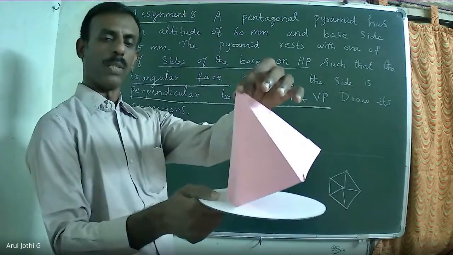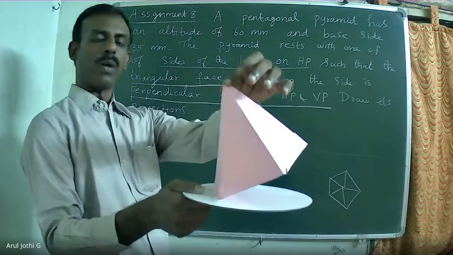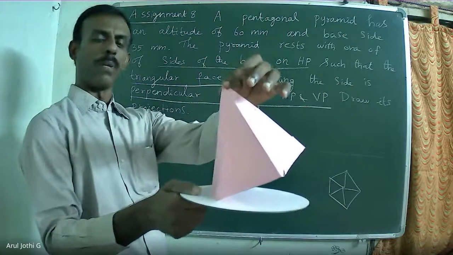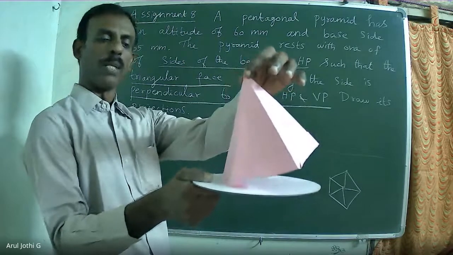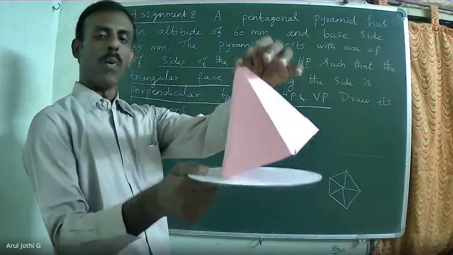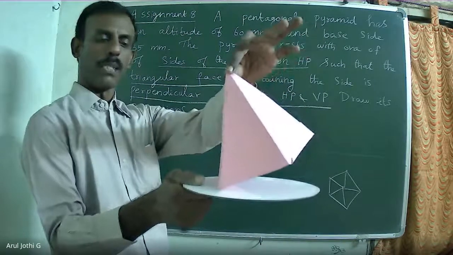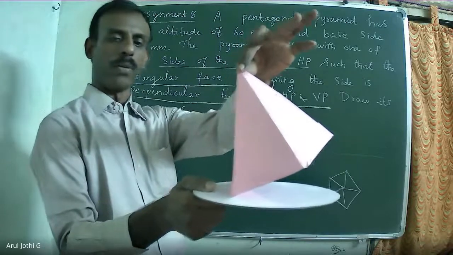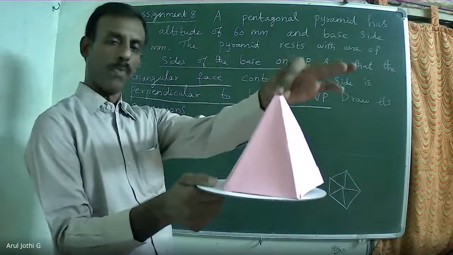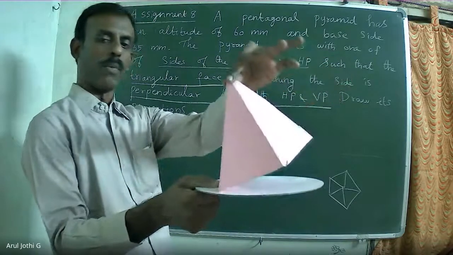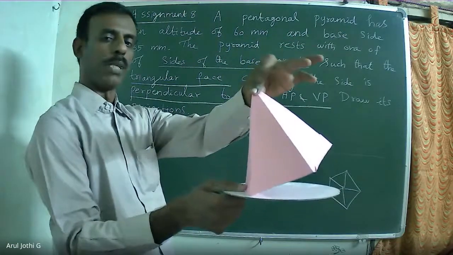But the important condition is that one of the base sides is resting on HP. So how to start the diagram when the triangular face is perpendicular to both HP and VP? You have to look for only this main condition: one of the base edges resting on HP. In that case, you have to start with the top view, draw the front view, then rotate the front view so that the triangular face becomes perpendicular to HP as well as VP.